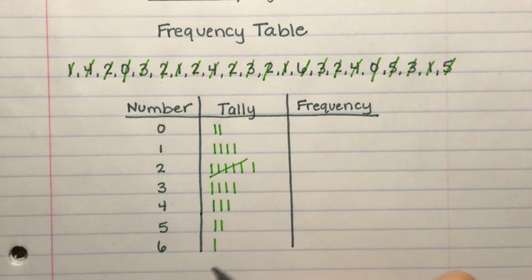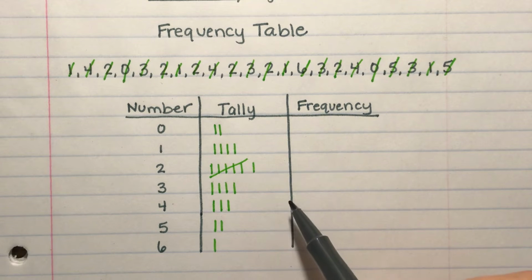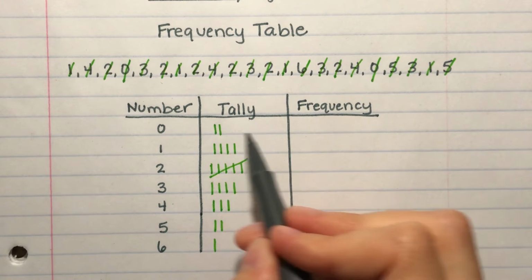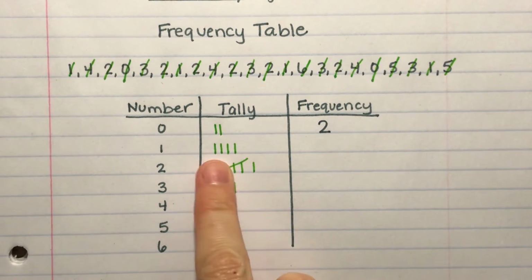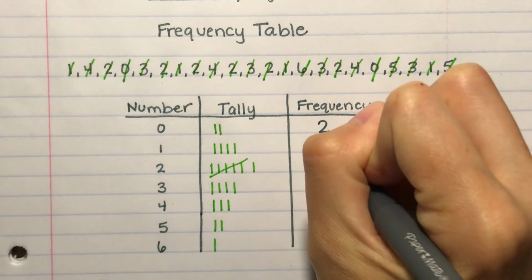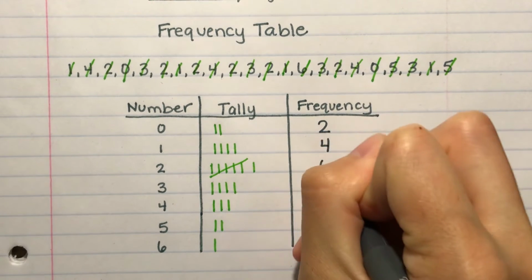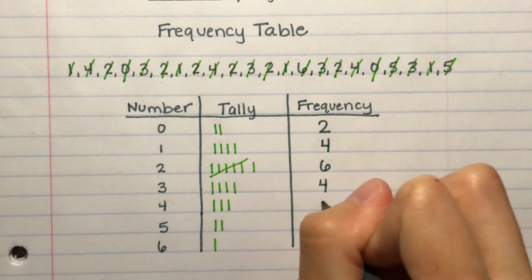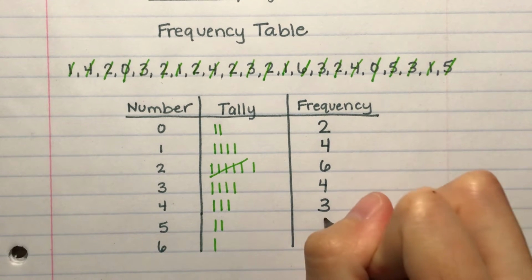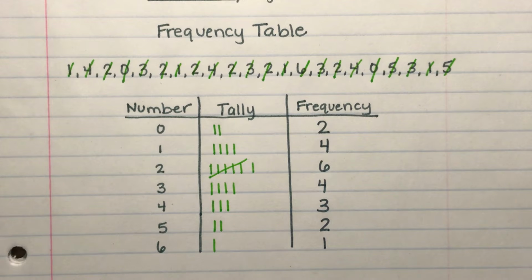All right, so I've got my tallies, and frequency just means how many 0s, how many 1s, how many 2s did I have. And I just count up my tallies. So the frequency of the 0s was 2. 1s, I had 4 of them. 2s, there were 6 of them. 3s, I had 4. 4s, I had 3. 5s, I had 2. And I had 1 six. So that's a frequency table.